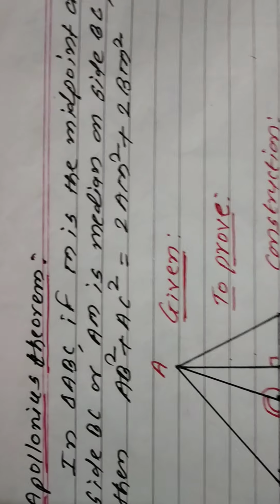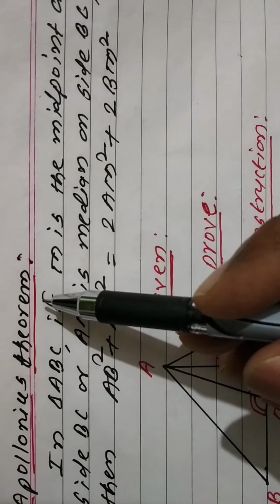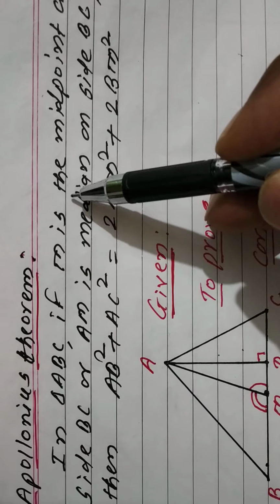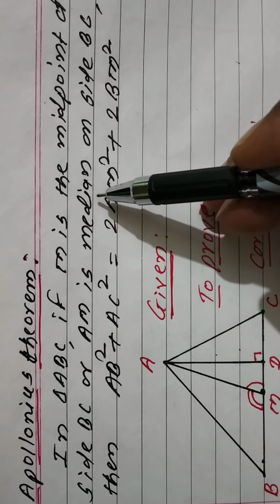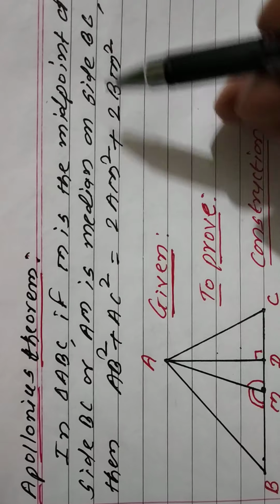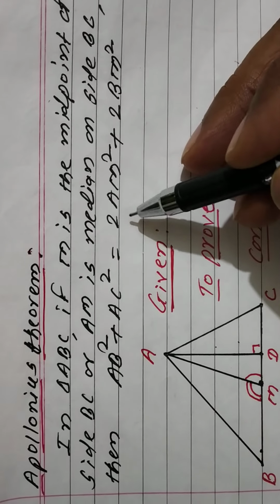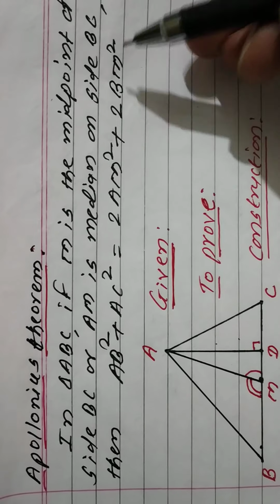Now we study Apollonius theorem and its example. Apollonius theorem: In triangle ABC, if M is the midpoint of side BC, or AM is median on side BC, then AB square plus AC square is equal to 2AM square plus 2BM square.